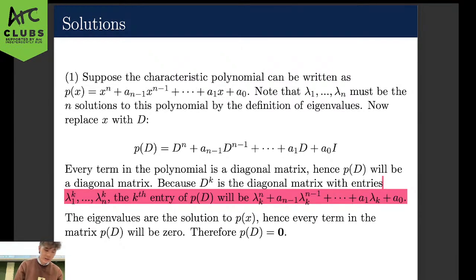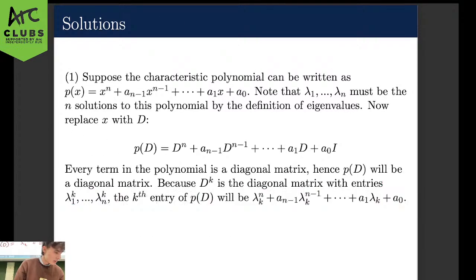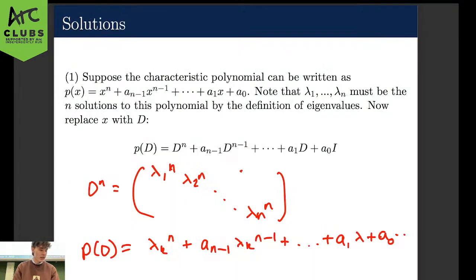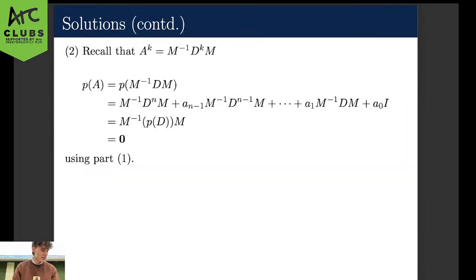The second part was to prove that P of A equals 0. In the previous part we proved P of D was equal to 0. Now we want to prove P of A equals 0. To do this, we realize that A to the power k is just equal to M inverse D to the power k multiplied by M.